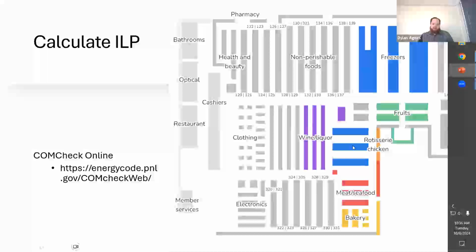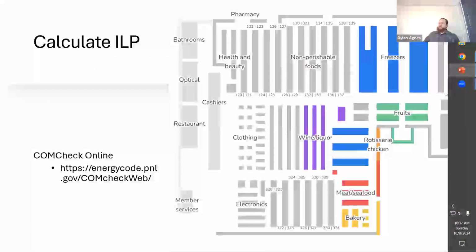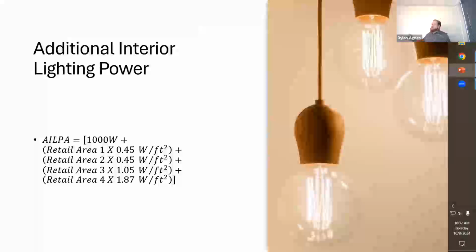I have an example I want to show you for the retail exemptions. This is a Costco. I chose them because they can take pretty much almost all the exemptions they can apply for. So additional lighting power. Not so much an exemption, but extra allowance. So you get 1,000 watts, plus you get 4 different categories, retail area 1 through 4, and they're each applied at a different watts per square foot.